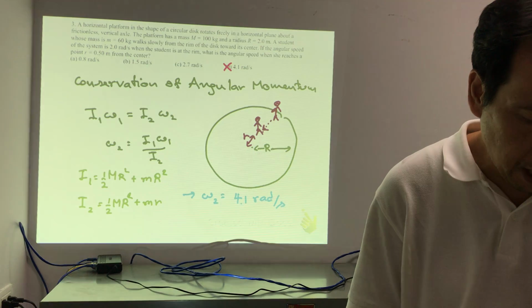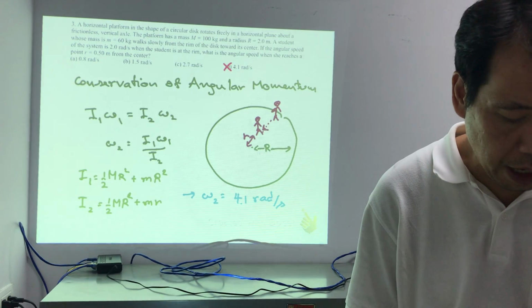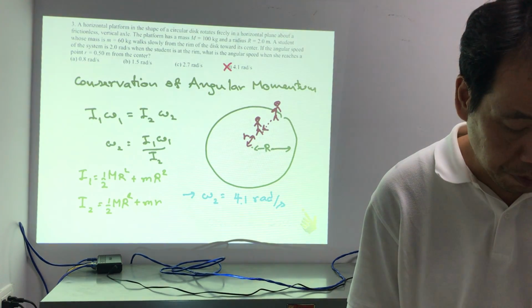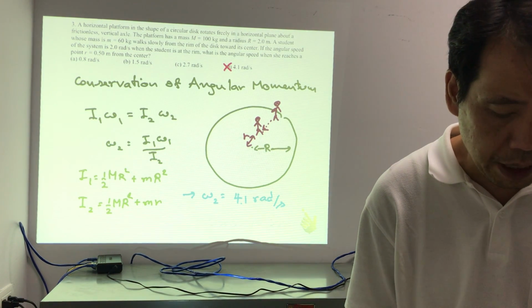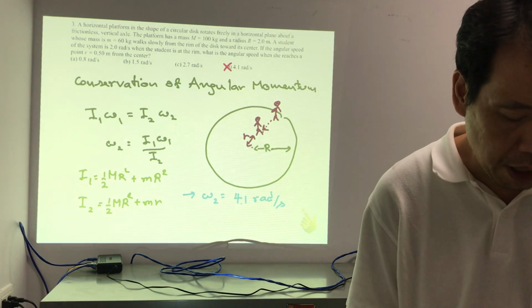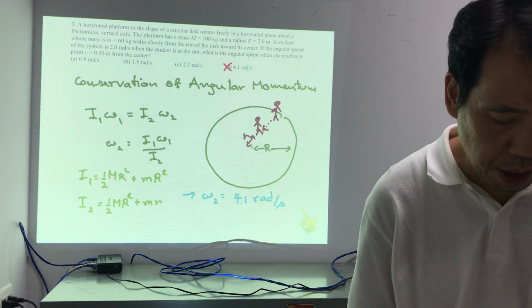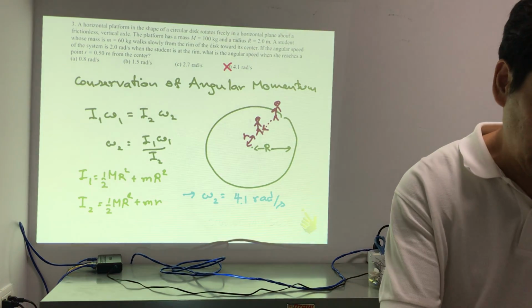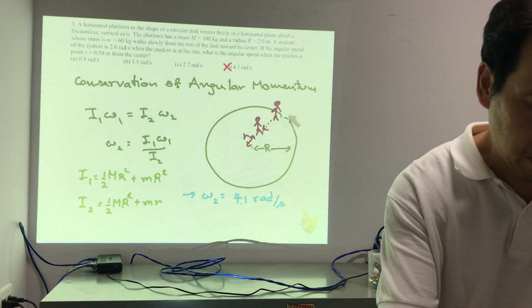The question asks that a horizontal platform in the shape of a circular disc rotates freely in a horizontal plane about a frictionless vertical axle. The platform has a mass m equal to 100 kg and radius r of 2 meters. A student whose mass is 60 kg walks slowly from the rim of this toward its center. If the angular speed of the system is 2 radians per second when the student is at the rim, meaning that this rotates with the angular speed of 2 radians per second when the student is at the rim.